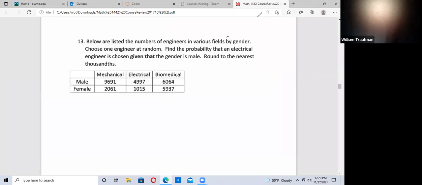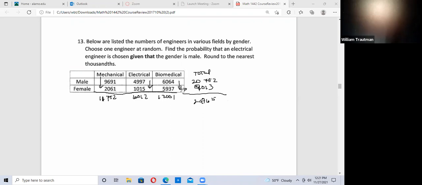Question 13. Anytime I do a problem like question 13, the first thing I do is fill in all the gaps. I'm going to add up all of these right here: 9691, 499. I put all these in my calculator and this is what I got: 20752. Then I added this row here and I got 9013. When I add those together, I got 29765. Now, when I added these going down, I get 11752, 6012, and then 12001.